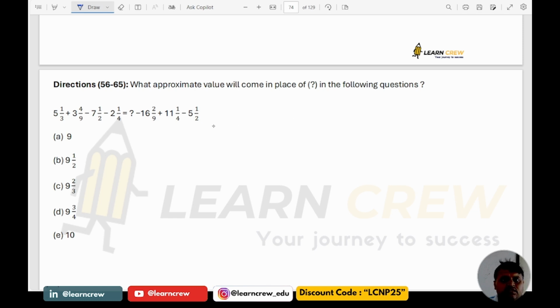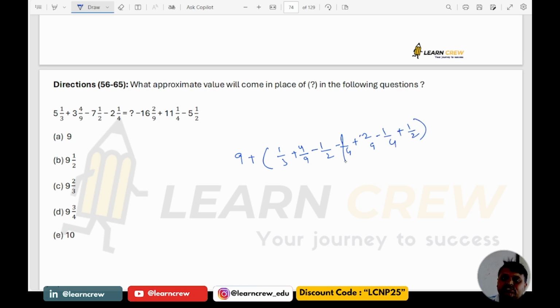Now questions based on approximate value. So 5 plus 3, 8 minus 7, 1, 1 minus 2, minus 1, minus 1 plus 16, 15, 15 minus 11, 4, 4 plus 5, 9. So you'll get 9 plus 1 by 3 minus 4 by 1 by 3 plus 4 by 9 minus 1 by 2 minus 1 by 4 plus 2 by 9 minus 1 by 4 plus 1 by 2.